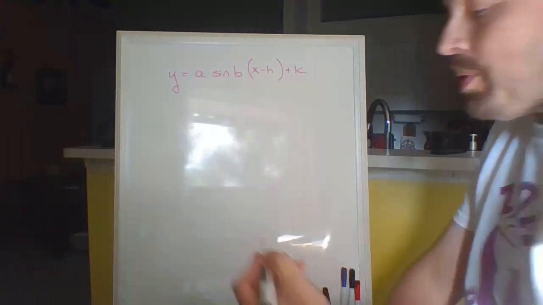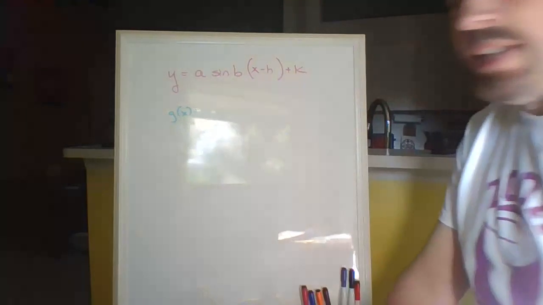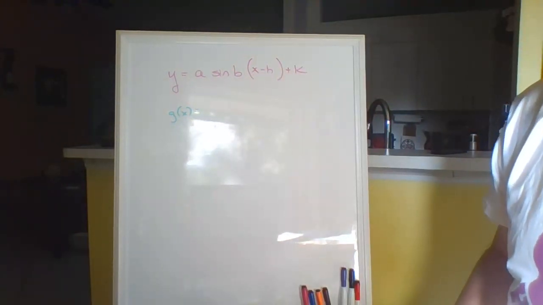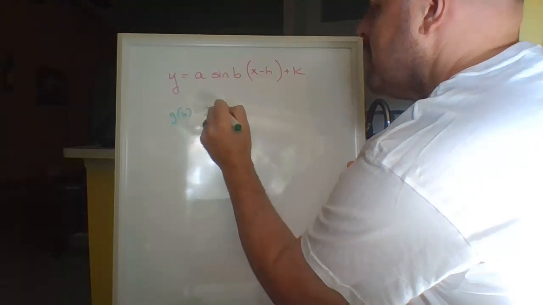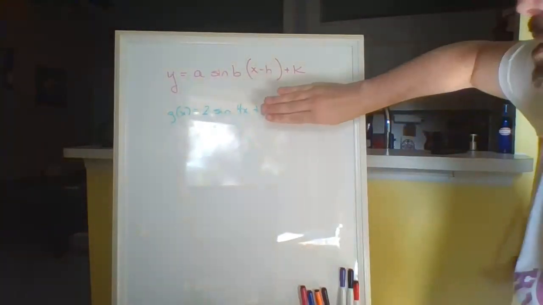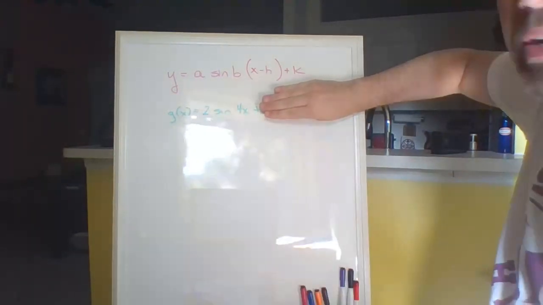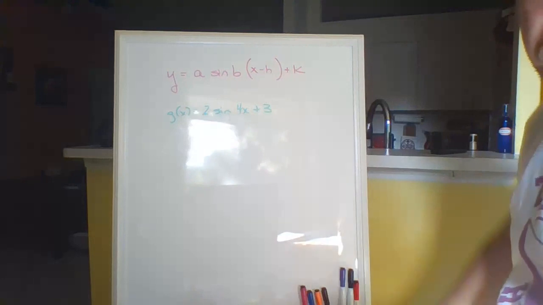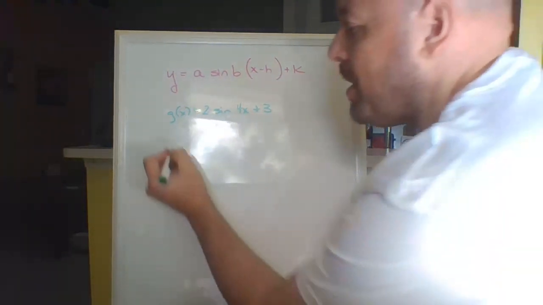If I give you g of x equals 2 sine of 4x plus 3. So 2 sine of 4x plus 3. Well, if you forget this plus 3, we've already done the rest of that, amplitude, period, right? We're just adding this to it. So that's just going to change where we put our points and how we graph it. So we're going to start off the same way.